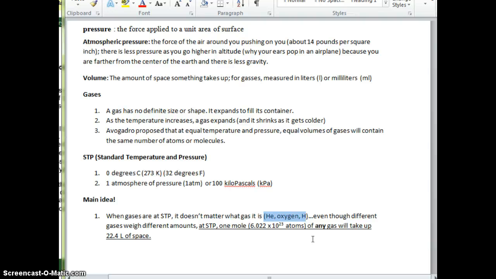And it's kind of interesting because if we look back at our periodic table, hydrogen weighs 1. 1 mole of hydrogen weighs 1 gram. 1 mole of oxygen weighs 16 grams. It's 16 times heavier, but they take up the same amount of space. Because gas molecules push apart so much, there's a lot of empty space in between. So again, main idea, at STP, 1 mole of any gas will take up 22.4 liters of space.